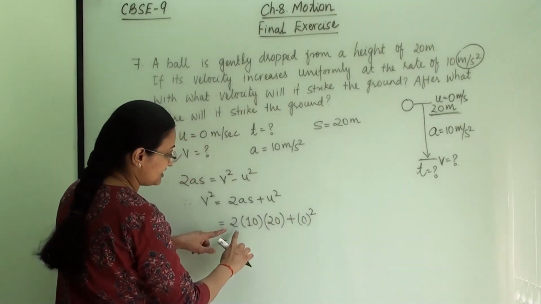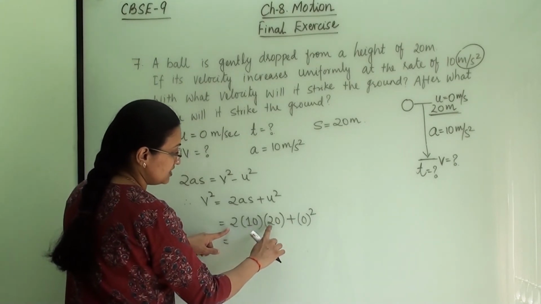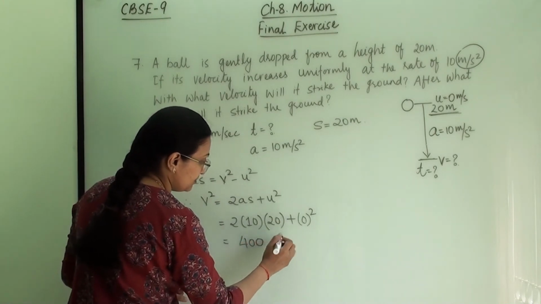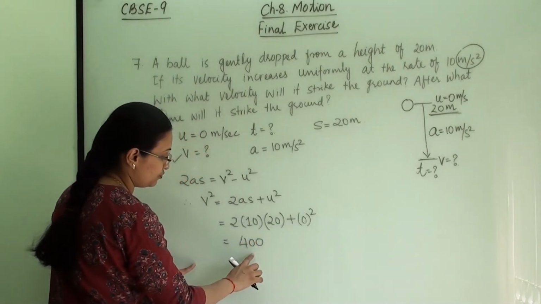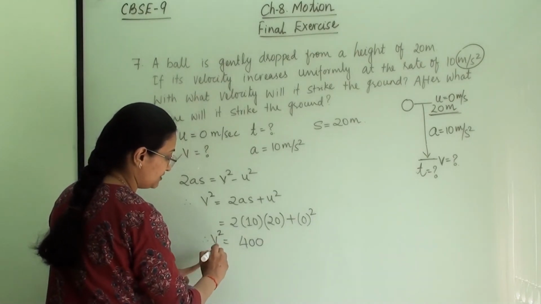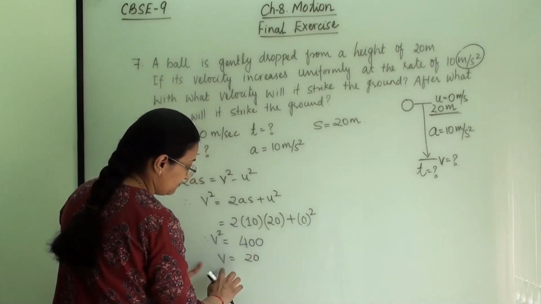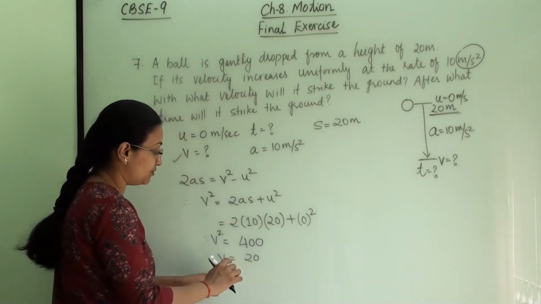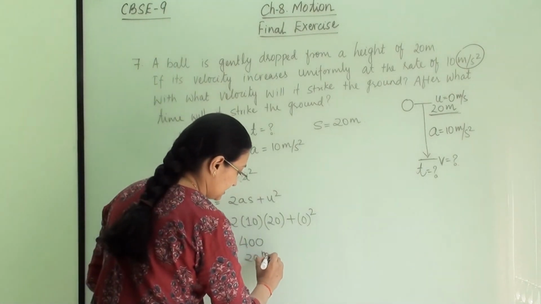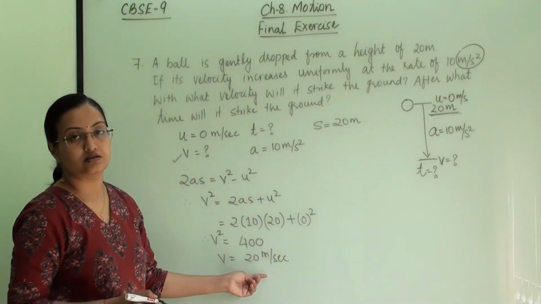So here we will get 2 into 10, which is 20, and 20 into 20 gives 400, plus 0. So it is going to be 400. Now this is v square. If we take the square root on both sides, we will get v equals 20. Now v is our final velocity, so this 20 is meter per second.